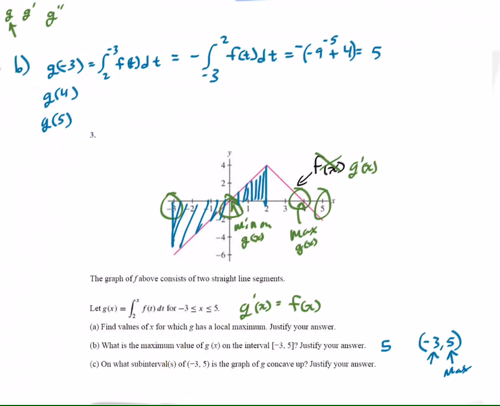Okay. Now you would have to use words to justify your answer here, but all you need to say pretty much is that between negative 3 and 2, G prime is increasing. So negative 3 and 2, G prime is increasing, therefore G is concave up between negative 3 and positive 2.